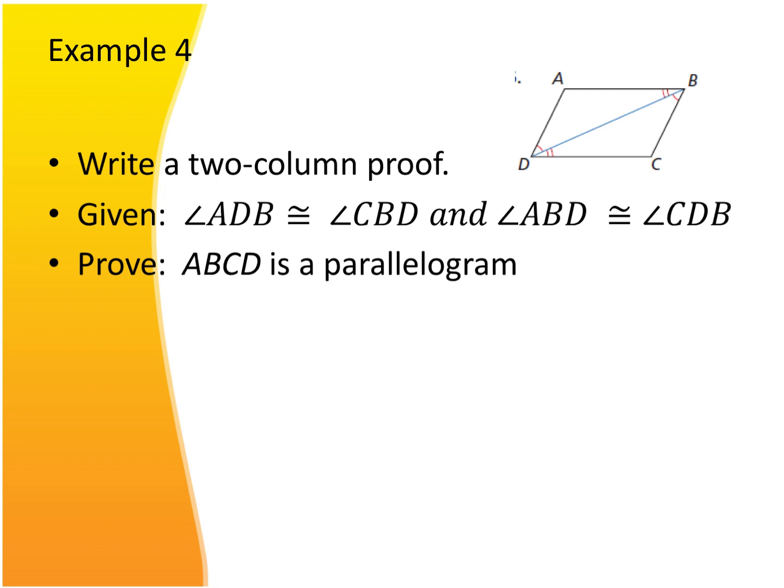All right, so let's do example 4. Write a 2-column proof. It's given that angle ADB is congruent to angle CBD, and angle ABD is congruent to angle CBD. It's basically already drawn on the diagram, and they want us to prove that the quadrilateral ABCD is a parallelogram. In order to prove this, we're going to have to figure out how to say that the lines are parallel. So I'm going to start by writing statements and reasons.